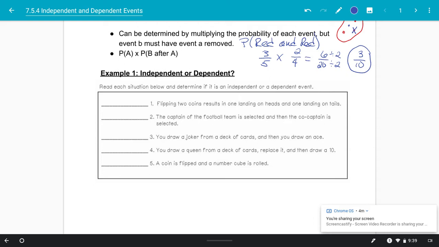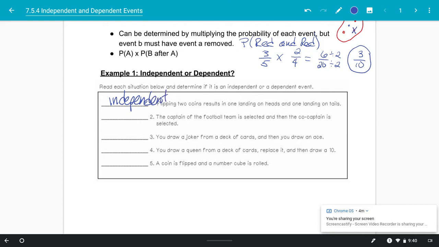The first one: flipping 2 coins results in one landing on heads and one landing on tails. Imagine you were to flip 2 coins. Put yourself in that situation. Does what you get on the first coin affect what you get on the second coin? Nope. So those two things are independent. My big handwriting.